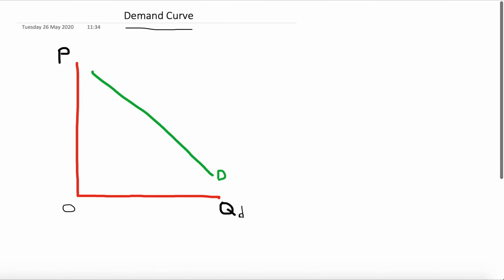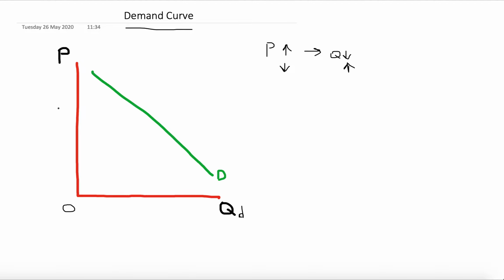So you should also notice that the demand curve is downward sloping. It's downward sloping from left to right. So as we move left to right, the curve slopes downwards. And why is this the case? Well, it's because there's an inverse relationship between price and quantity, and this basically just means that as price goes up, quantity demanded will go down, and vice versa. If the price were to go down, then the quantity demanded will increase.